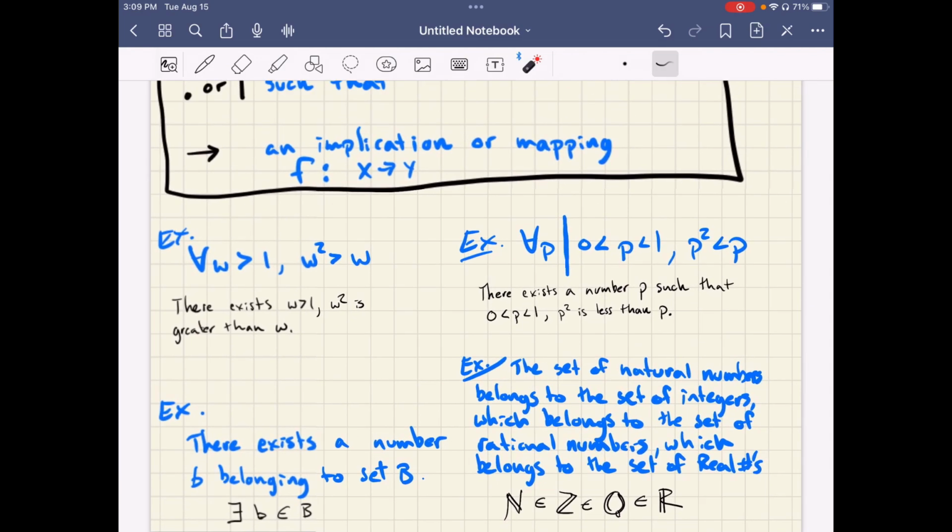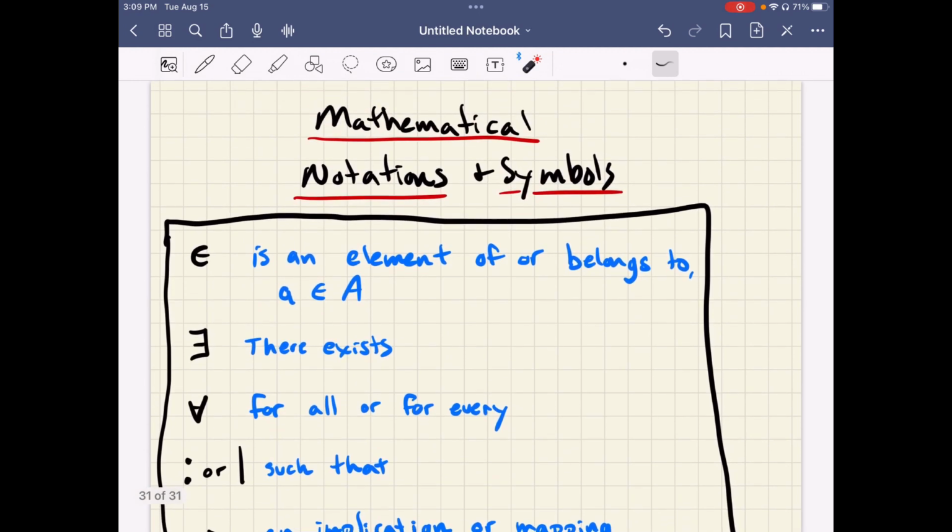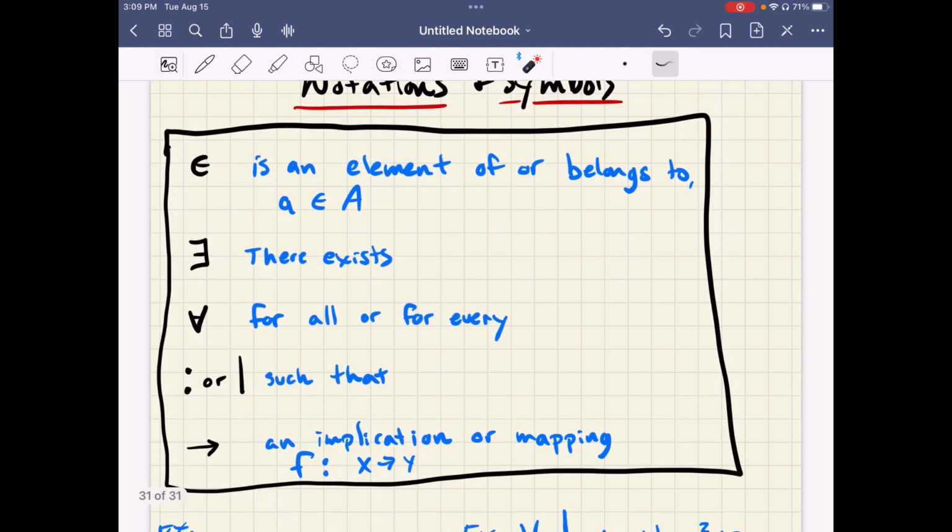Again, mathematical notations and symbols are just a shorthand way of writing mathematical statements. Keep this chart handy so you can reference it, and it'll make things a lot easier for you. All right, hope this video helps.